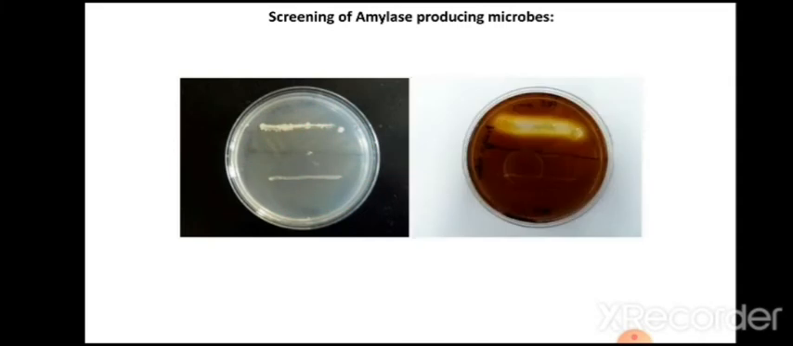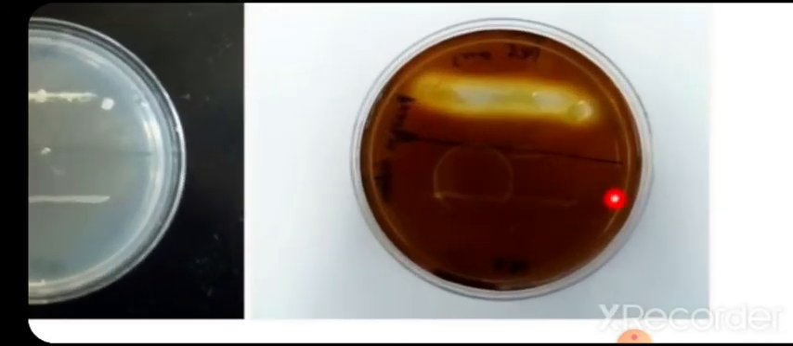When we pour iodine solution, you can see here, wherever starch is present, it has turned into blue color, and wherever the starch is degraded, there is absence of any blue color. So this is colorless. In this case, this culture is not producing amylase enzyme, and therefore there is no presence of zone of clearance.